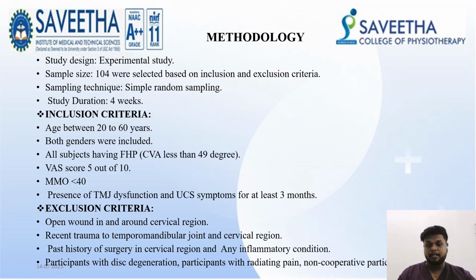Methodology. The study design is an experimental study, and the sample size of 104 was selected based on inclusion and exclusion criteria. The sampling technique is simple random sampling. Study duration is 4 weeks. In inclusion criteria, the age is between 20 to 60 years, both genders were included, and all subjects have forward head posture. For outcome measures, CVA, the craniovertebral angle, is reduced to less than 49 degrees; VAS score is at least 5 out of 10; MMO reduced to less than 40; and presence of TMJ dysfunction and upper cross syndrome for at least 3 months.